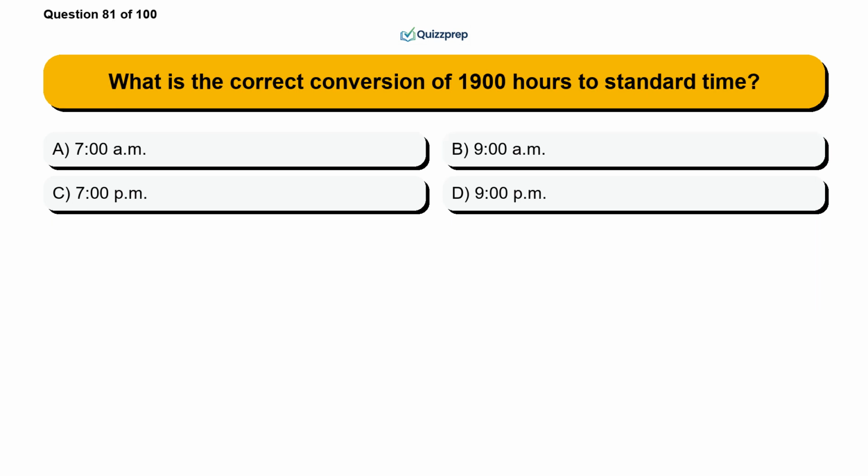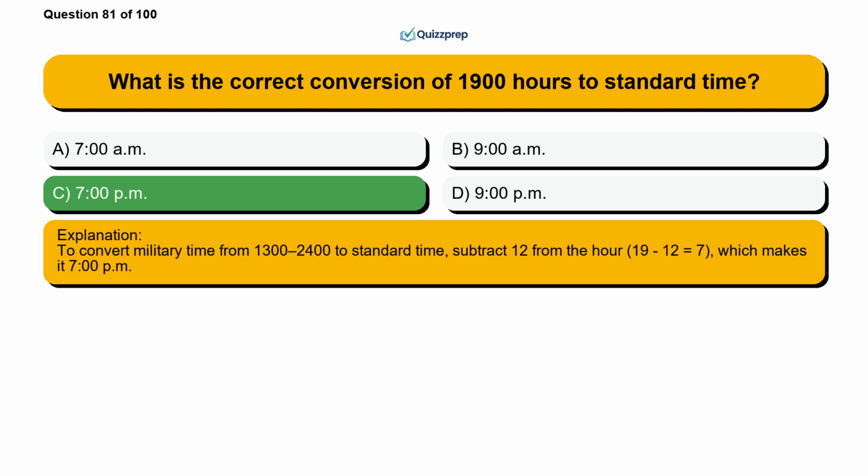Question 81. What is the correct conversion of 1900 hours to standard time? Option A. 7 a.m. Option B. 9 a.m. Option C. 7 p.m. Option D. 9 p.m. The correct answer is option C. 7 p.m. To convert military time from 1300 to 2400 to standard time, subtract 12 from the hour.